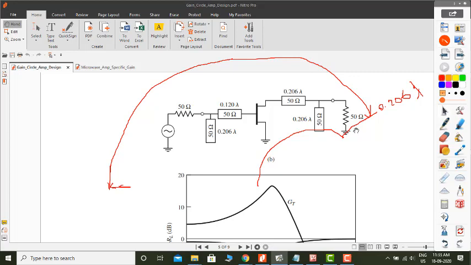So this one we have found now. This is the open circuited stub, whose length is 0.206 lambda. Next we have to compute the length of the series transmission line from the MESFET towards the source.